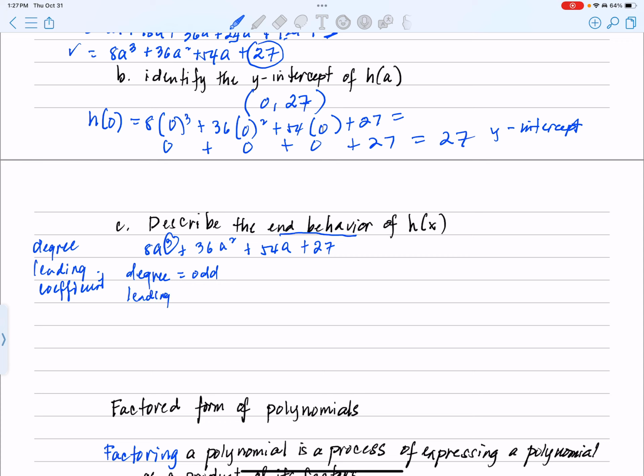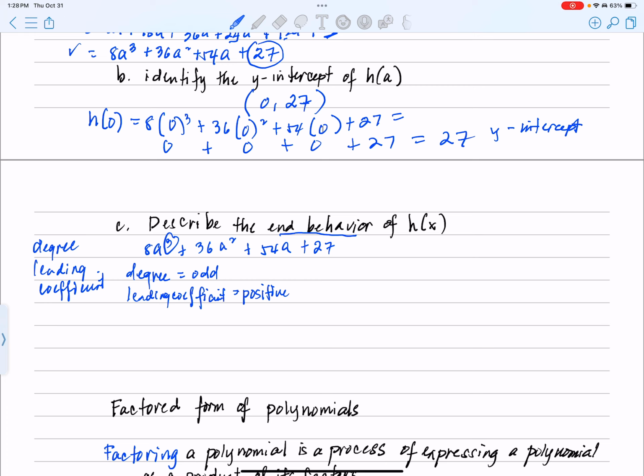Okay, what is our leading coefficient? Is it positive or negative? Coefficient. Our leading coefficient is positive, that's 8, positive 8. Okay. What is odd and positive?